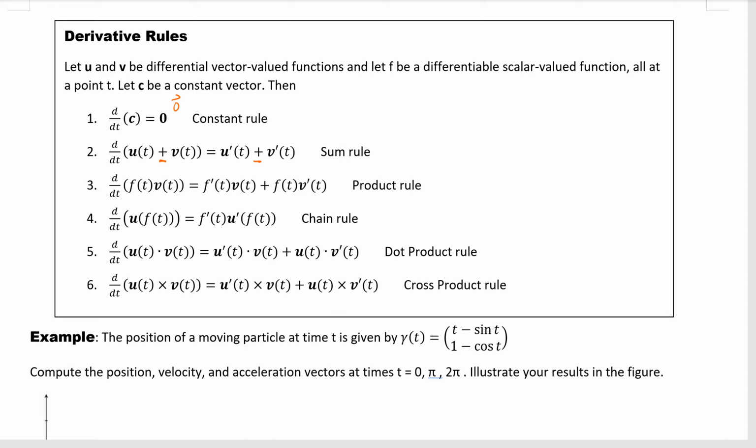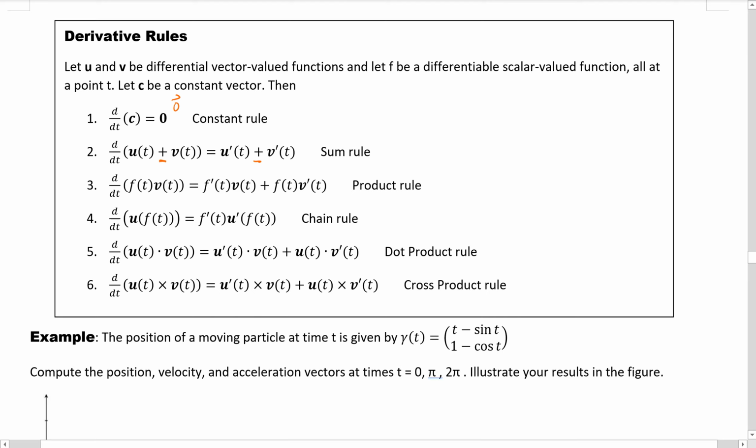And the derivative of a scalar valued function times a vector valued function, we have the product rule: f prime times v plus f times v prime. This guy is a vector, and this guy is a vector, so the sum will give us a vector. Next, for the chain rule, the derivative of u of f of t is u prime of f of t times f prime of t. This is the chain rule.